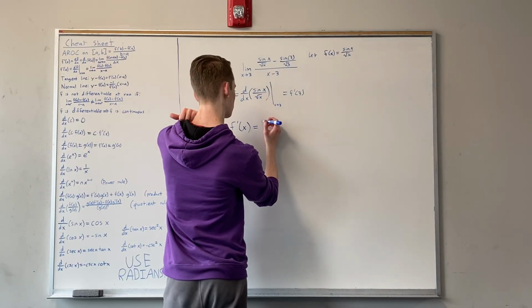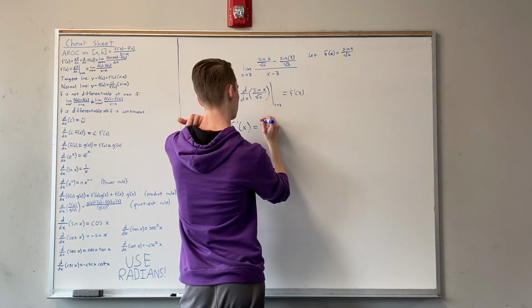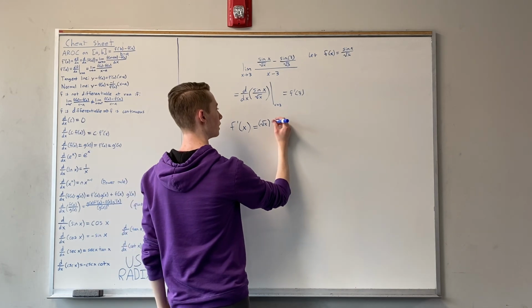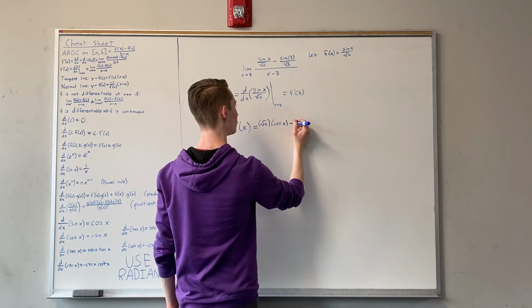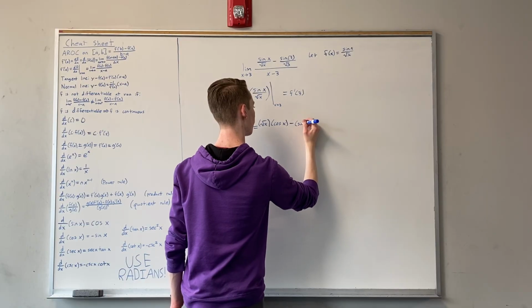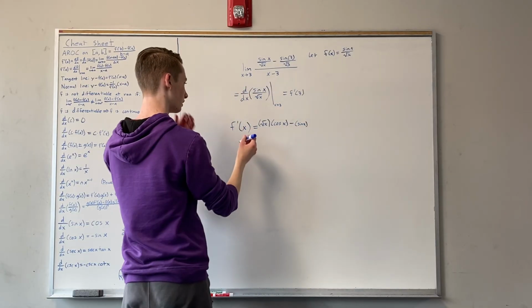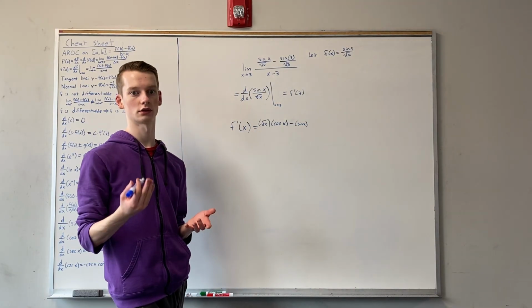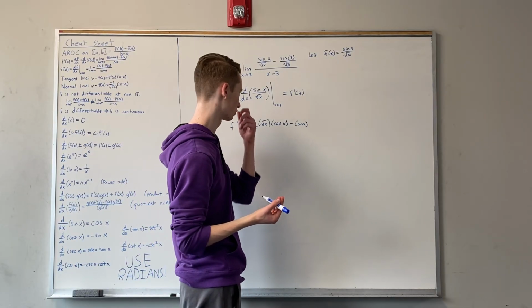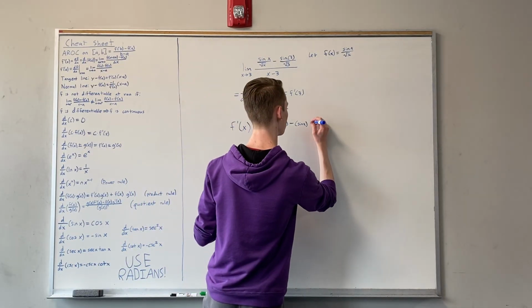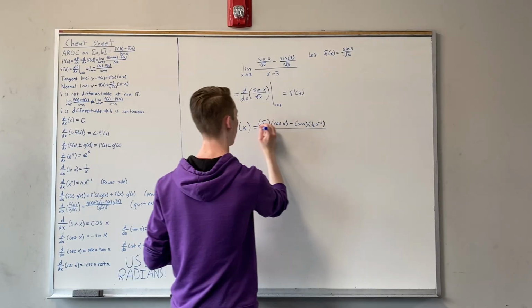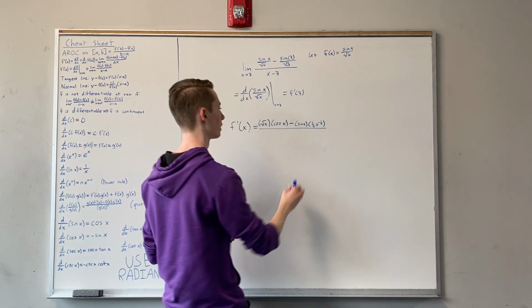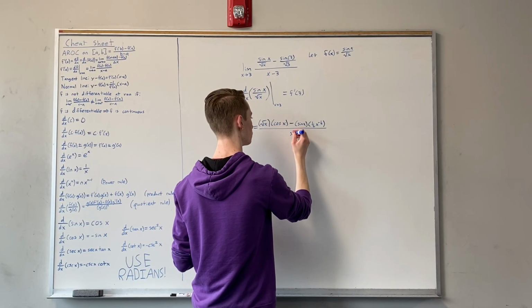Bottom times the derivative of the top, so square root of x times derivative of the top is cosine of x, minus the top sine of x, times the derivative of the bottom. Again, the square root of x is x to the 1/2. So derivative of that, the 1/2 comes out front, and then you raise it to the power of 1/2 minus 1, which is negative 1/2, all over the square root of x squared, which is just x.